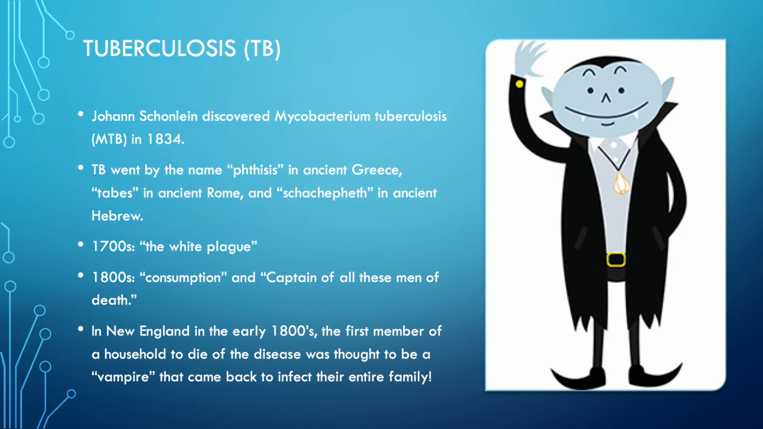Today, TB is known as an airborne pathogen, and it is spread when a person with the disease coughs, speaks, or sings, but this was not always the case. In the early 1800s, TB outbreaks would cause vampire panics throughout New England. It was believed that when the first member of a household died of TB, they would come back as a vampire to infect the rest of the family. To stop the vampires, townspeople would dig up the suspected vampire's grave and perform a ritual.